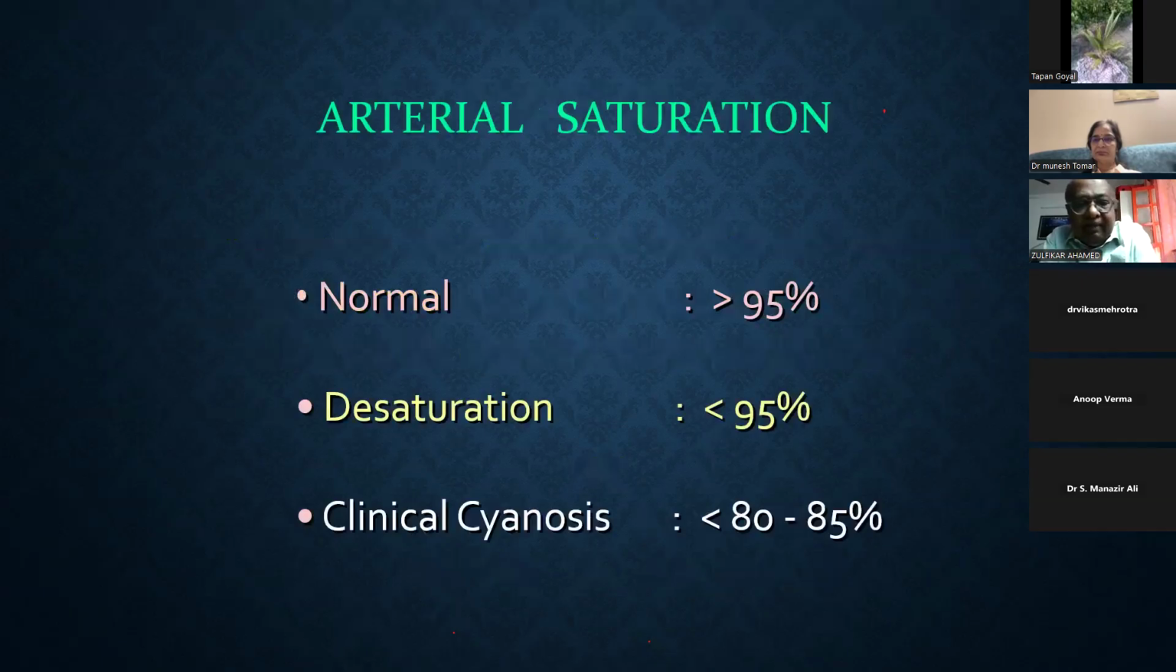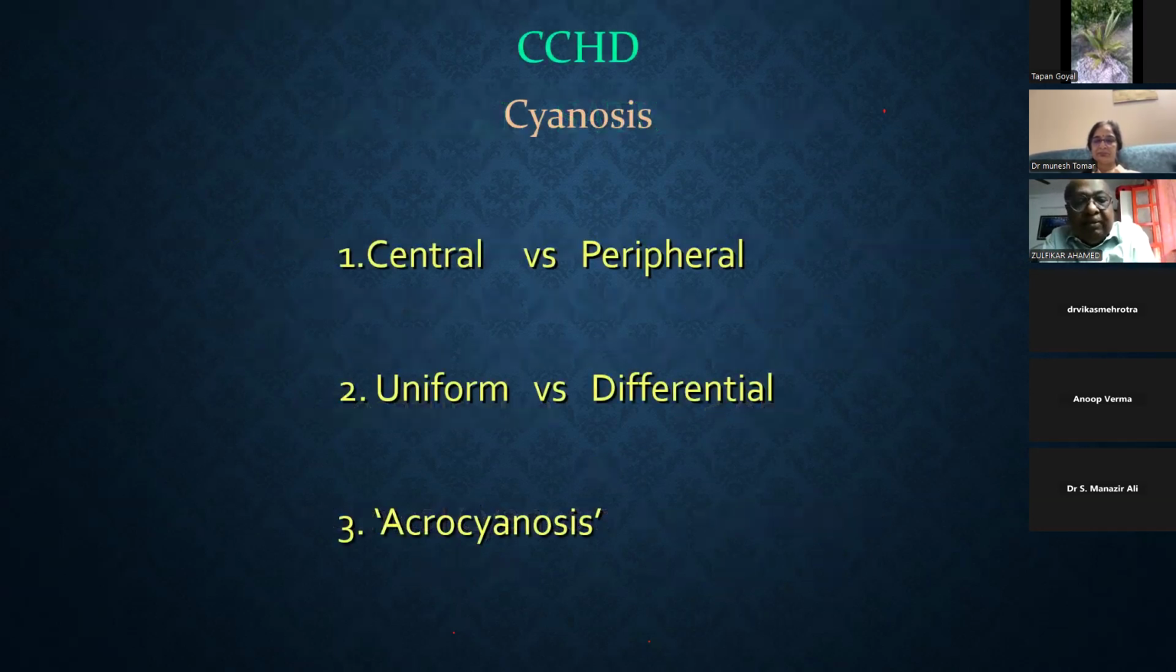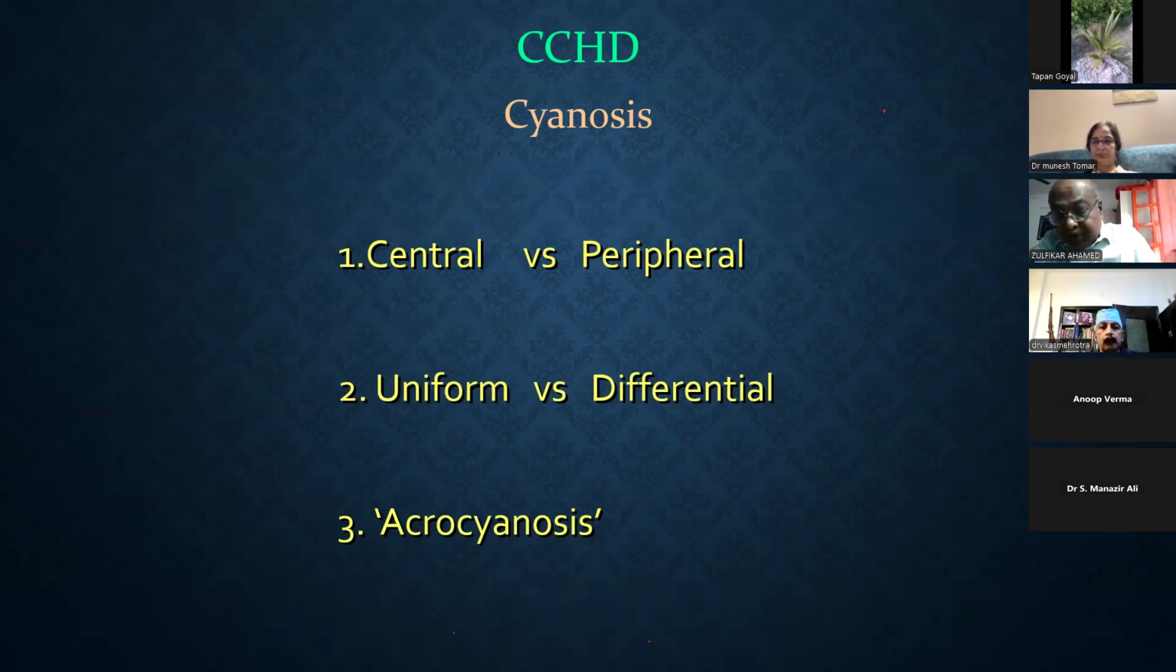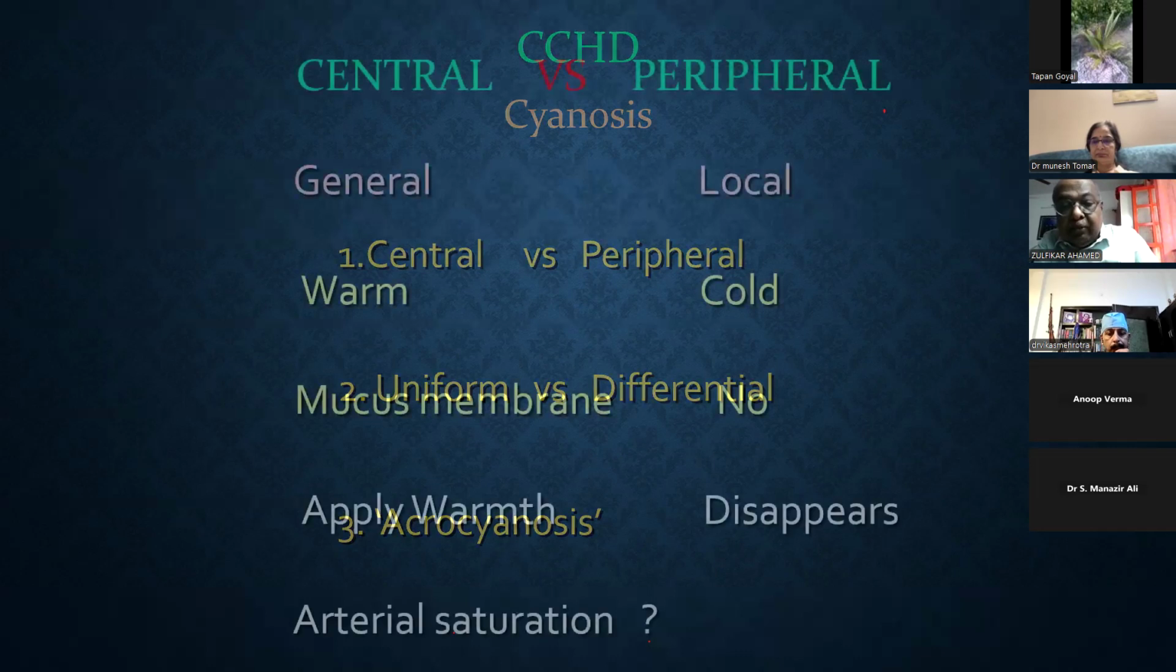So primarily, we must be very clear about what is normal saturation, 95 or more, what is desaturation, less than 95, and the clinical cyanosis somewhere between 80 to 85%. And we must also classify cyanosis into a central cyanosis, which is the key word today, versus peripheral cyanosis. Then among the central cyanosis, we should assess it as a uniform central cyanosis or a differential cyanosis. And also we have a very important term called acrocyanosis, which could be physiological in the newborn, maybe up to 1 day or so, but not more than 1 day.